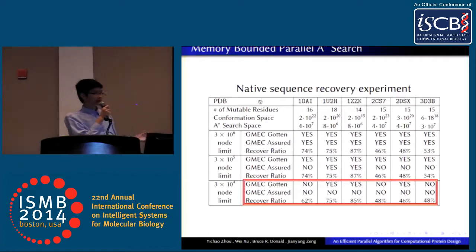When the node limitation goes down to 10 to the 4, a very strict node limitation, our algorithm does not perform very well. The recovery ratio drops, and we cannot get the global optimal solution on many PDBs. However, such a strict node limitation is very rare in practice, because we will always use all available memory when designing the protein. This is only for evaluation purposes, and it tells us that finding the global optimal solution is very important. It may affect the recovery ratio very much.